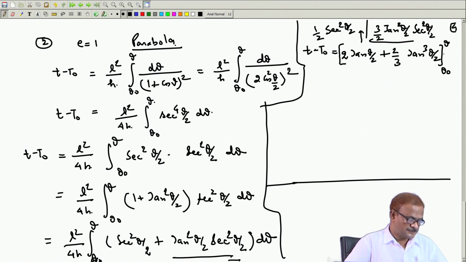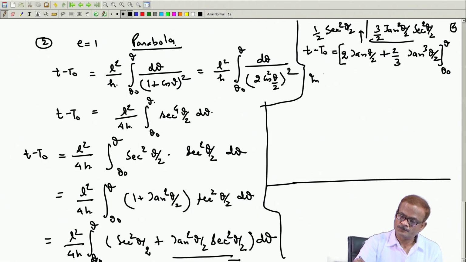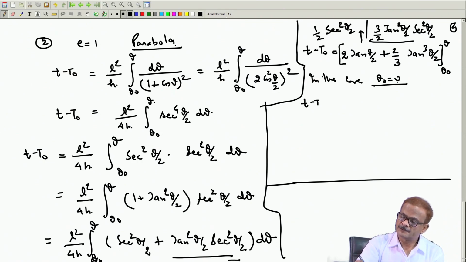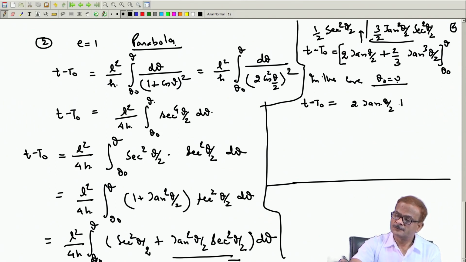So, this is the way we do this problem. In the case theta 0 equal to 0, meaning you are measuring the position from the periapsis, in that case t minus t 0 gets reduced to 2 tan theta by 2 plus, in this case also, 2 by 3 tan to the power 3 theta by 2.